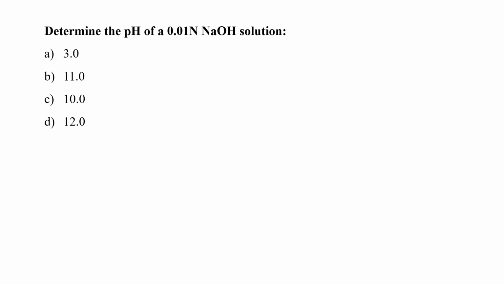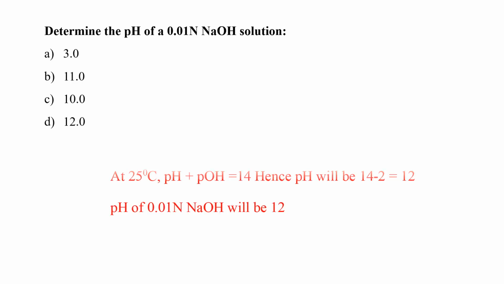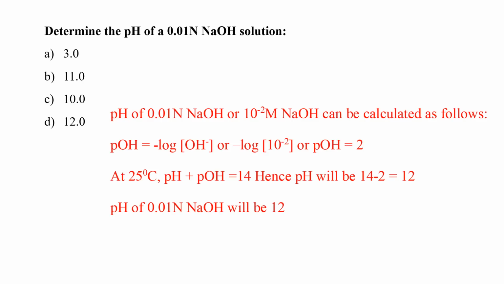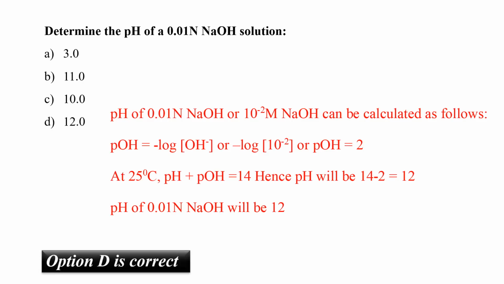Determine the pH of a 0.01 normal NaOH solution. इसको तो बहुत आराम से आप सॉल्यूशन को निकाल सकते हैं कि pH ऑफ 0.01 नॉर्मल जो NaOH या फिर 10⁻² मोलर NaOH जो होगा उसको हम कैलकुलेट करेंगे। पहले आप जो NaOH दिया हुआ है तो उससे आप POH निकाल लीजिए, और वंस यू गॉट द POH तो आप उसे 14 में से माइनस कर दीजिए तो आपका pH निकल आएगा। तो इसका ऑप्शन होगा ऑप्शन डी, दैट इज द pH ऑफ 0.01 नॉर्मल NaOH वुड बी 12.